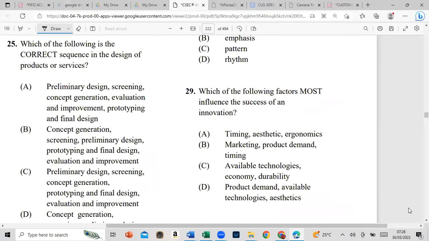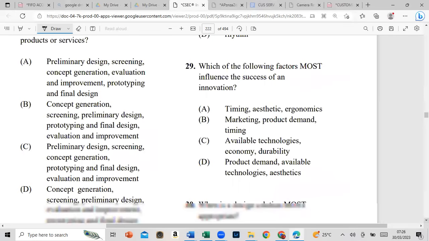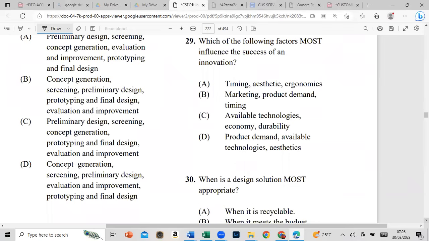Or D, is it the concept generation, screening, preliminary design, evaluation, improvement, prototyping, and then the final design.